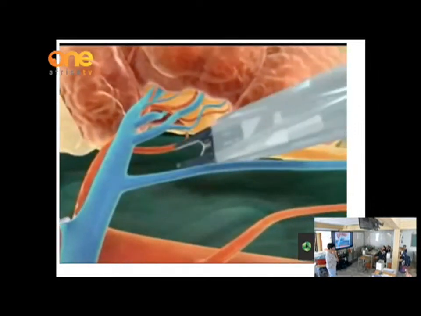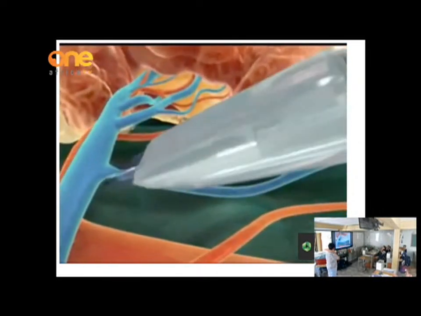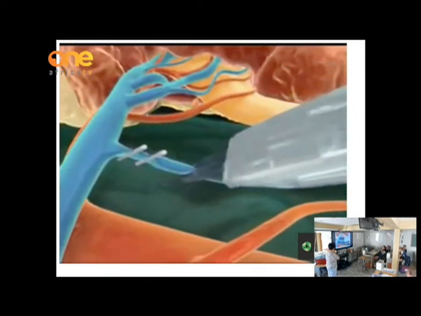That is to prevent blood spill. Bleeding out.